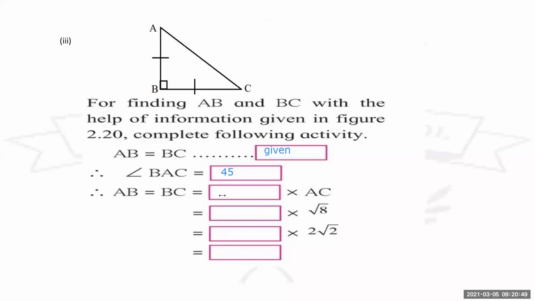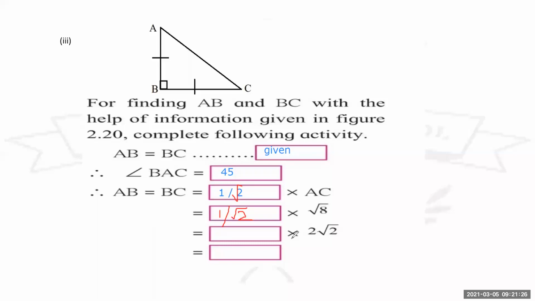So you'll write that as 1 upon root 2 into AC. Now check, they have given you the value of AC, that is root 8. So 1 upon root 2 into root 8. Is this clear? Once you start solving this, you will get 2 root 2.